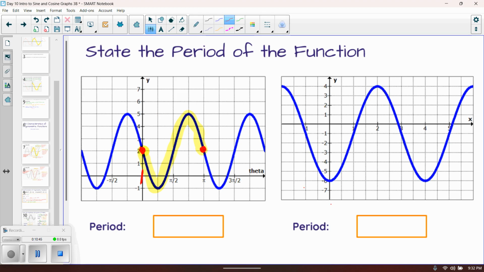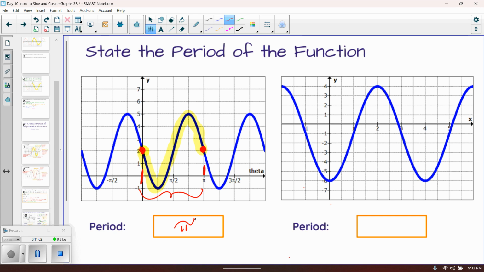So I went from here to here. Oops, I covered it up. From here to here. Well, that covered a distance of pi. So my period in that case is pi. And then it would keep repeating that over and over again.